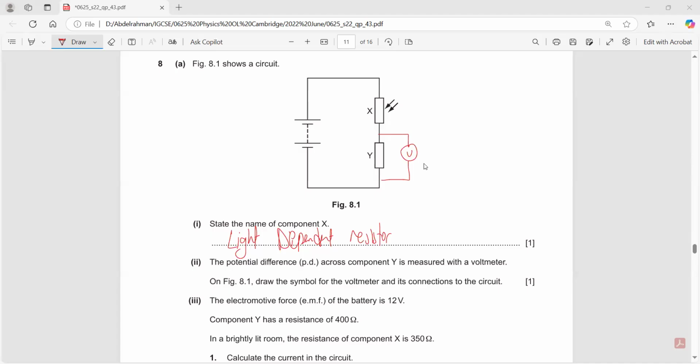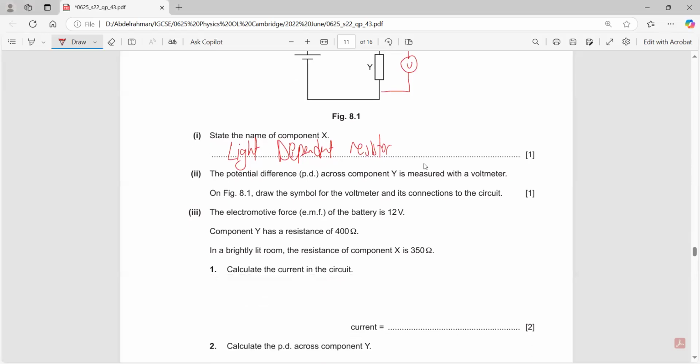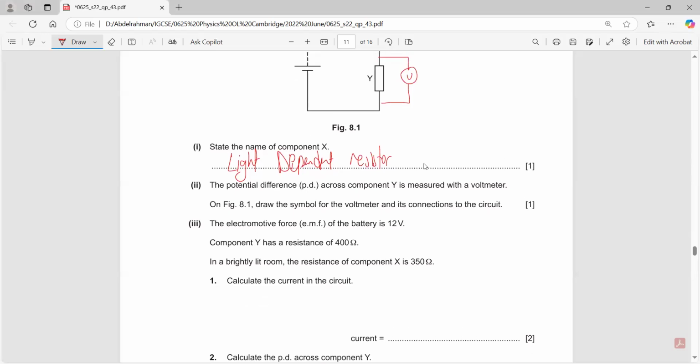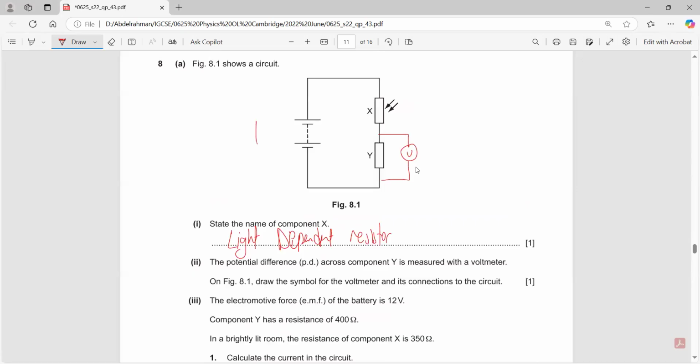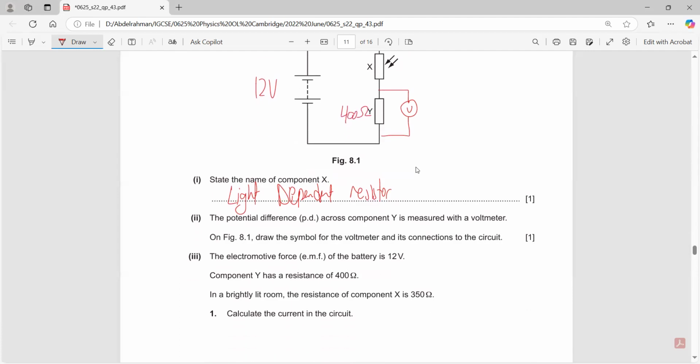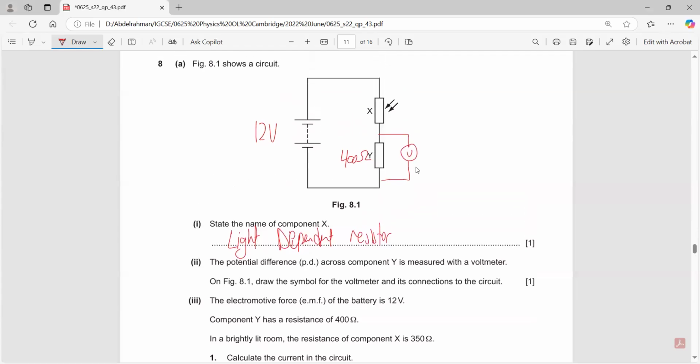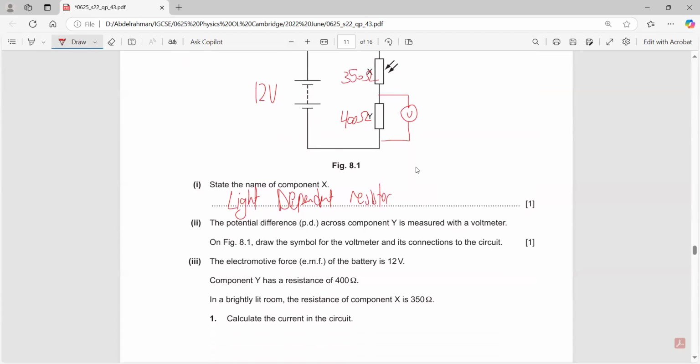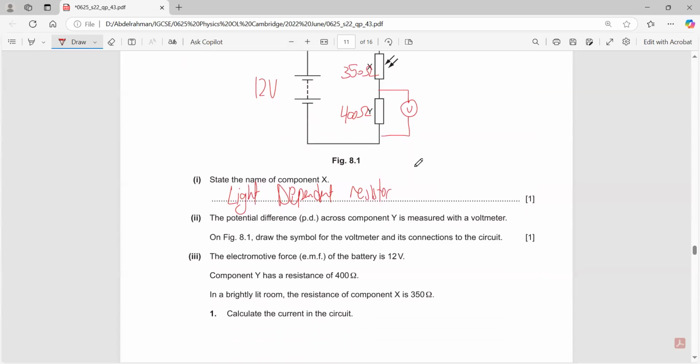Now, the electromotive force of the battery is 12 volts. The component Y has a resistance of 400 ohms. In a brightly lit room, the resistance of component X is 350 ohms. Can I find the current in the circuit?